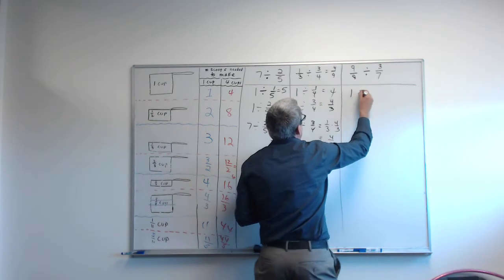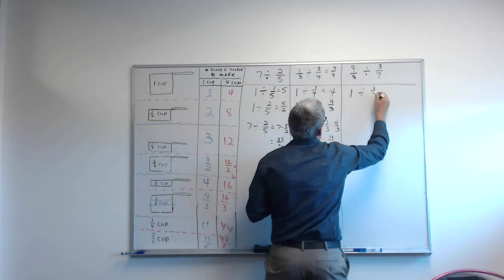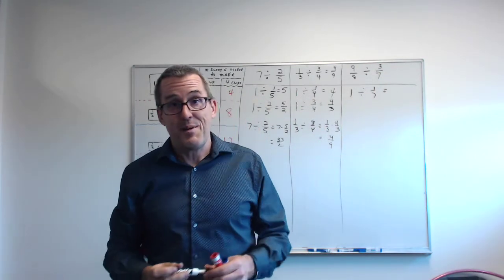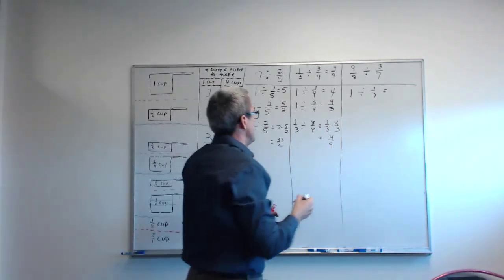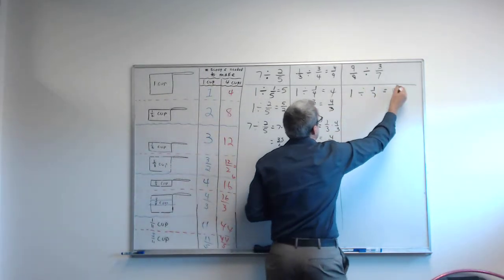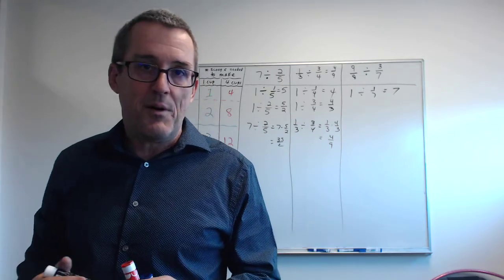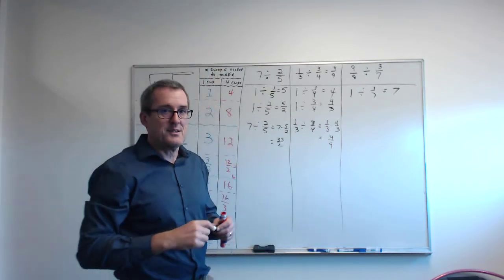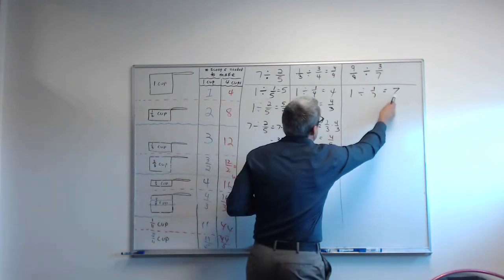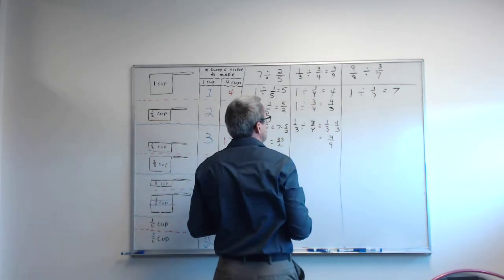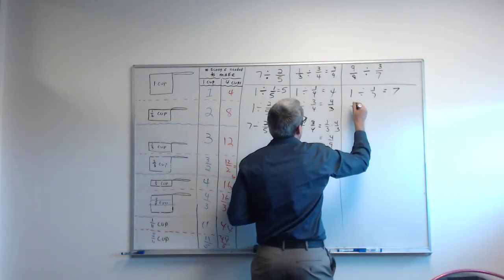That's too hard. 3/7, that's too hard. So I'm going to start with 1 divided by the unit fraction. 1 divided by 1/7. How many 1/7 are in 1? 7. That's what a 1/7 is. Take a whole, cut it up into 7 equal parts. One of those parts is a 1/7. So 7 1/7 make a whole. But we don't have 1/7, we have 3/7.